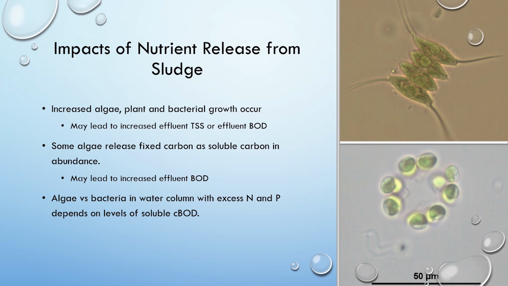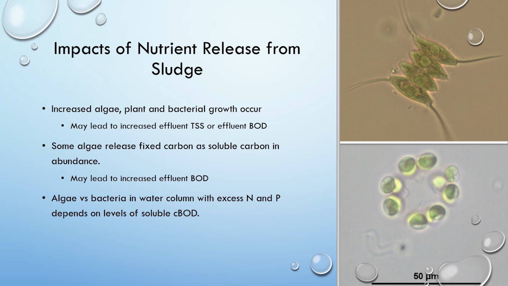Some impacts from sludge accumulation include increased soluble nutrients such as nitrogen and phosphate, metals that migrate up into the water column, and also increased algae. Here are some examples of Desmodesmus and Dictyosporium, often found in wastewater polishing lagoons. Not only the increase of algae, but you might actually get some plant growth and also bacterial growth in the water column, and that may lead to increased effluent TSS or effluent BOD.